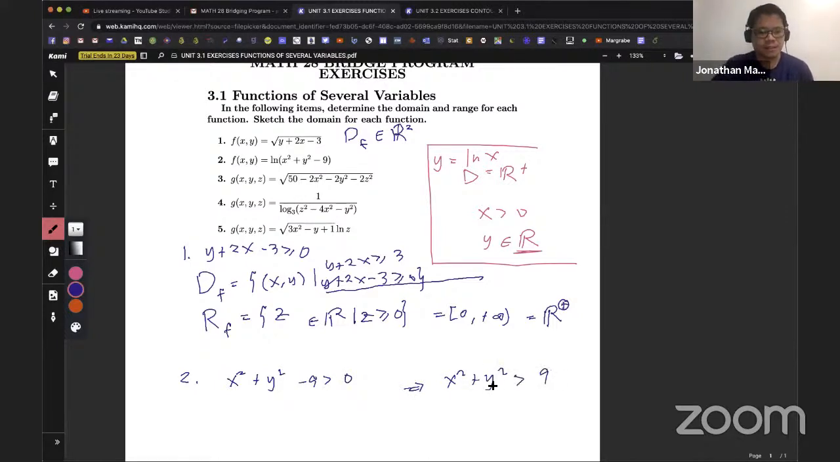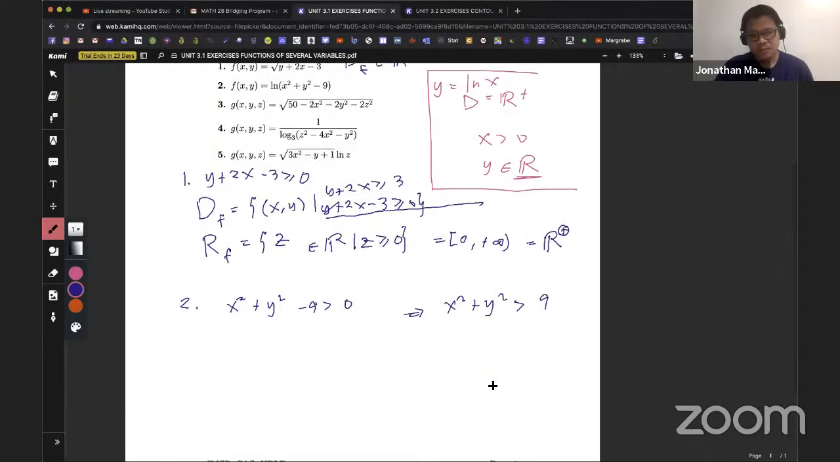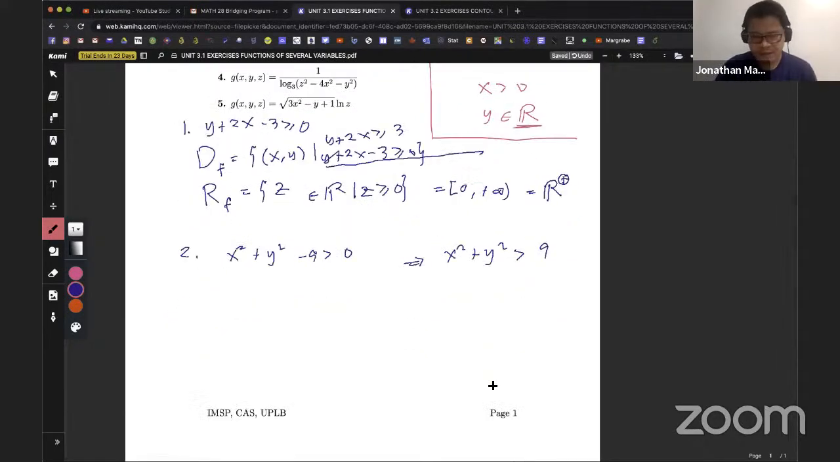Okay? So with that, you can now write the domain of the function. Again, this is a function of two variables. So the domain of the function should be the set of ordered pairs (x, y) such that x squared plus y squared is greater than 9.